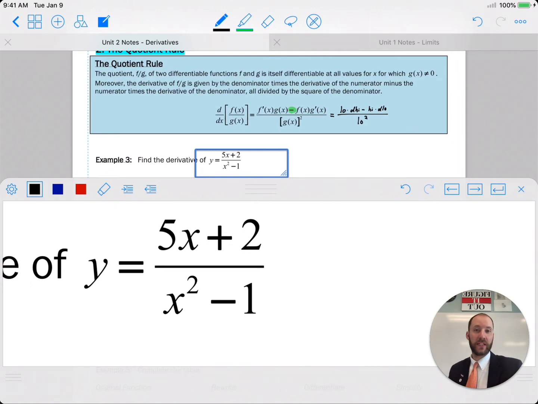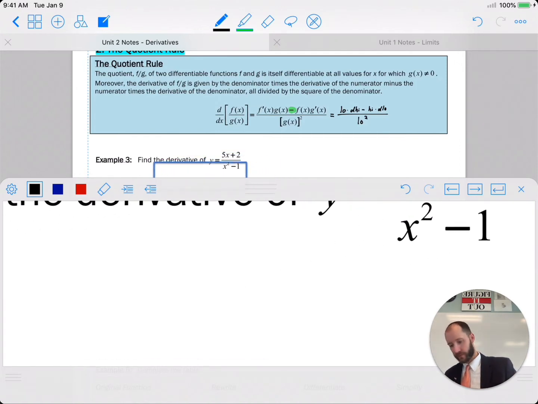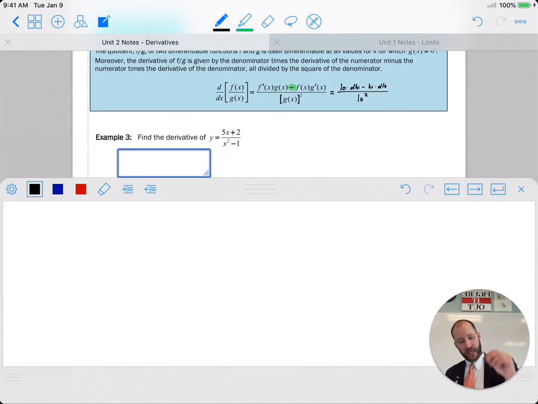But same as the product rule, it's a puzzle. Get your puzzle pieces, put your puzzle pieces together. So I'll use the low d high, high d low over low squared nomenclature for the box. So low being the function in the bottom, the low function, high being the function on top, the high function. So low would be x squared minus 1. High would be 5x plus 2.